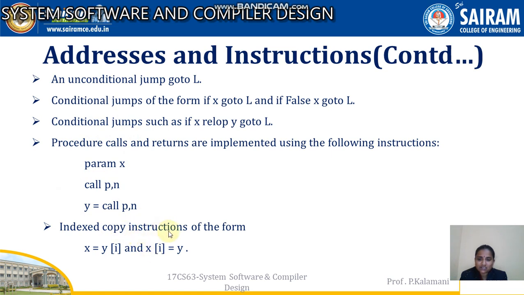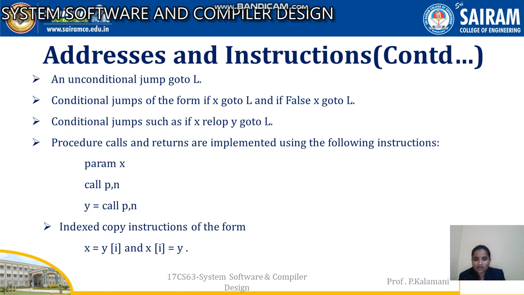The next is indexed copy instructions of the form. Suppose we want to assign the value stored in an array to a variable, or a variable to an array location, then we can use the indexed method: x equal to y[i], or for example x equal to y[2], and x[i] equal to y. That means one is assigning the value of the array to the variable. Another one is the value stored in the variable is assigned or stored into the array location.